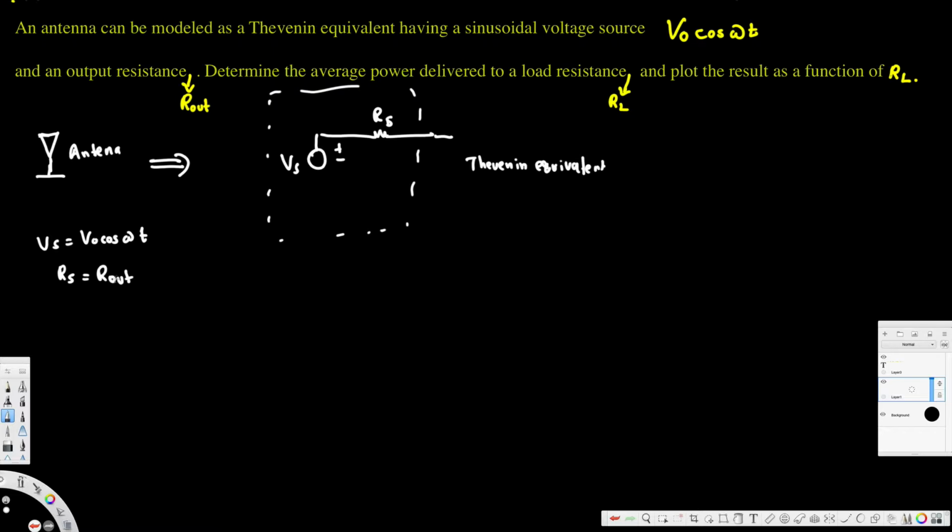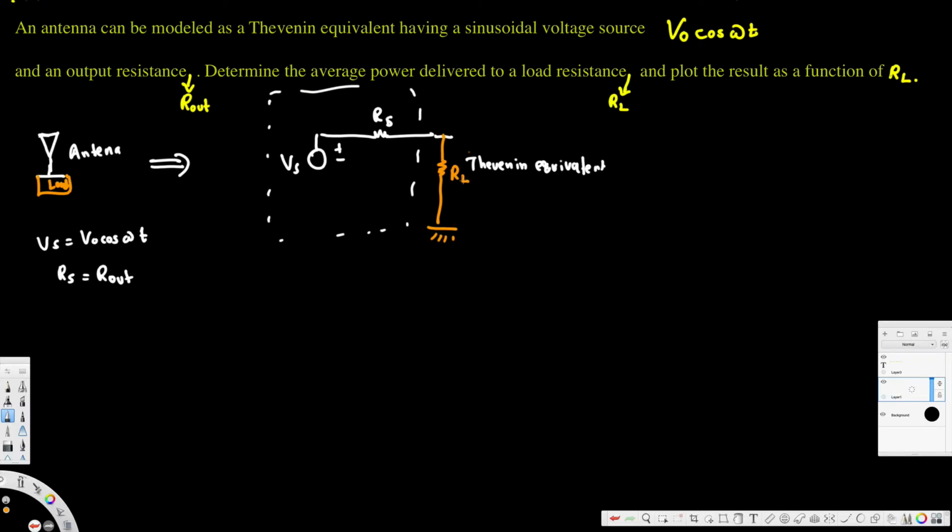Now what we have to do is connect the antenna to the load. So if we connect the antenna to the load, it's going to look like this. We connect here a load resistance RL. Okay, antenna connected to the load.